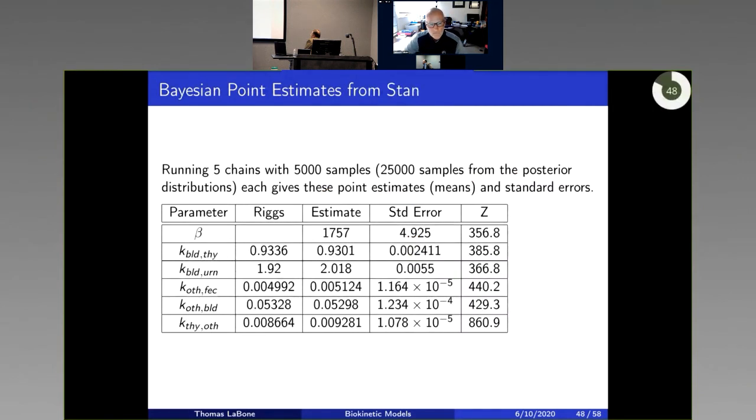Okay, so typically you run this with 5,000 samples in 5 separate chains, which is basically five different starting points in the process, and so you can compare them, checking for convergence.